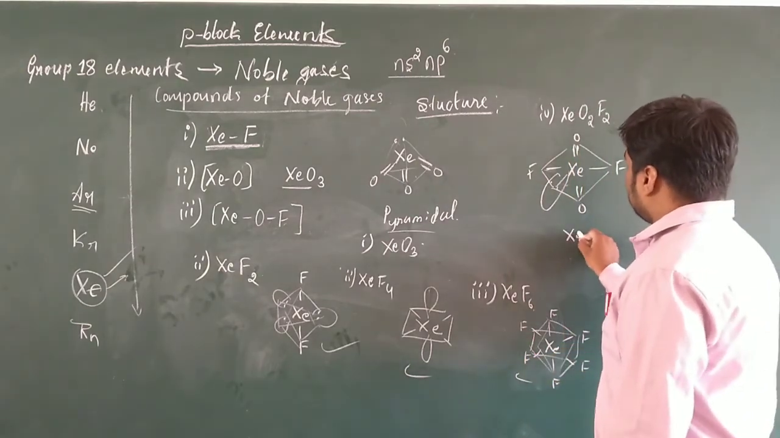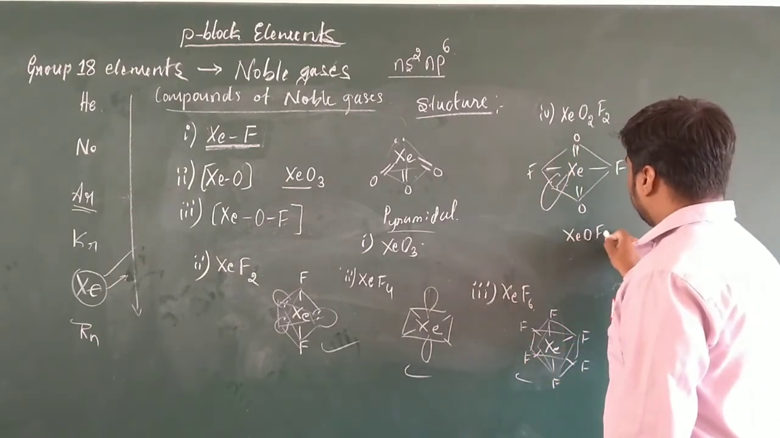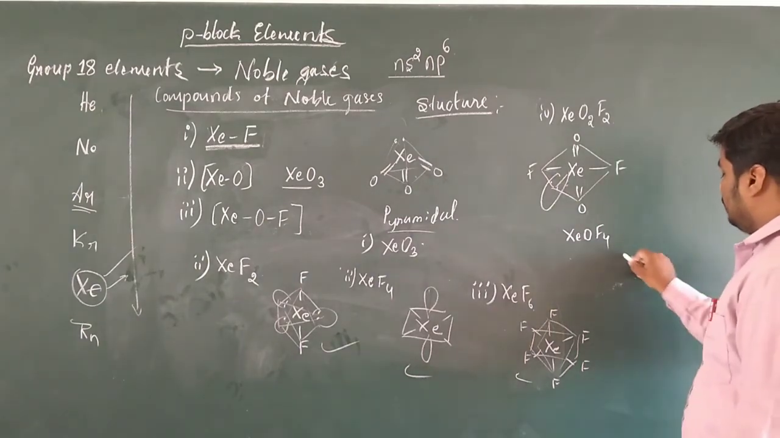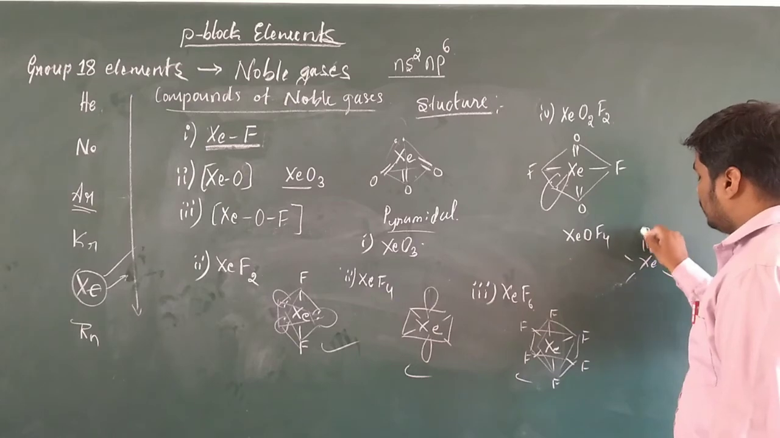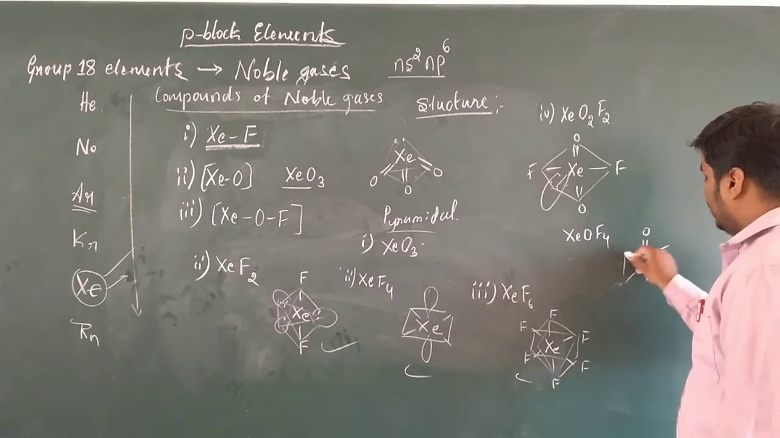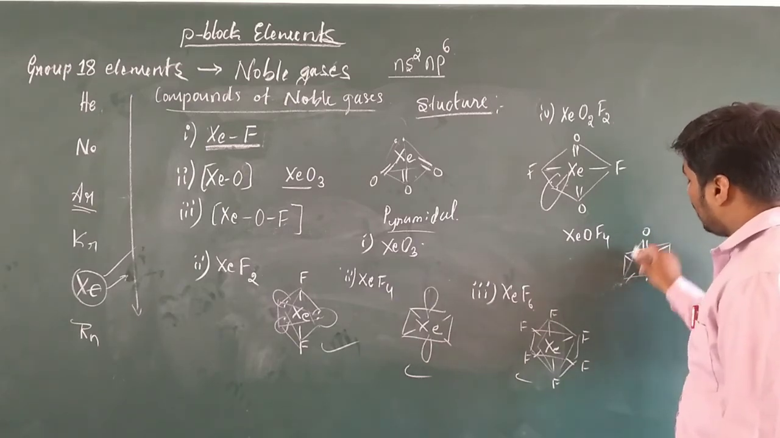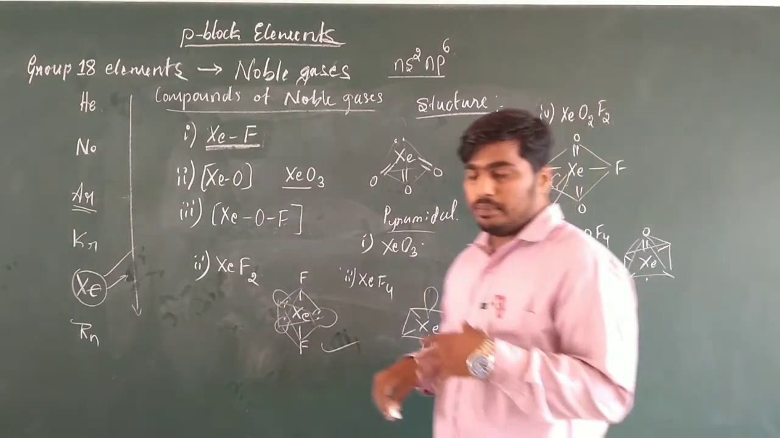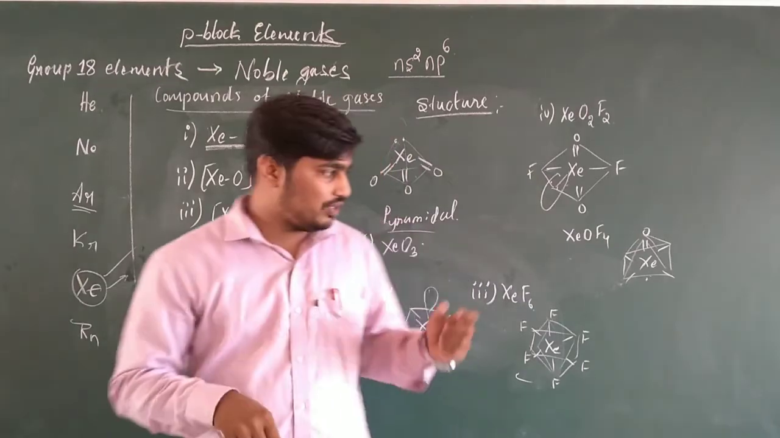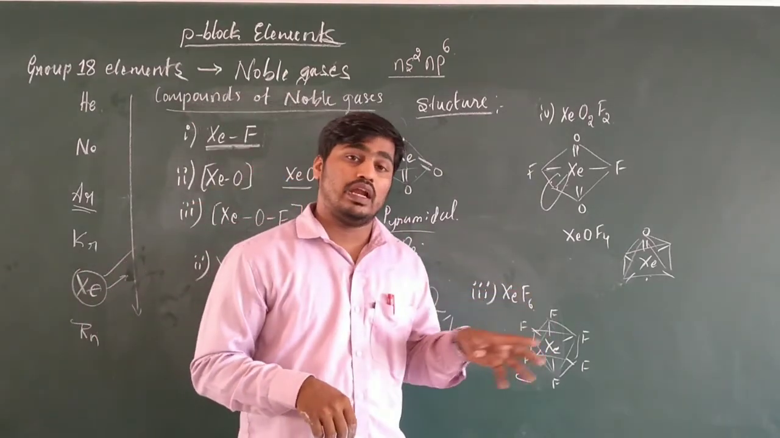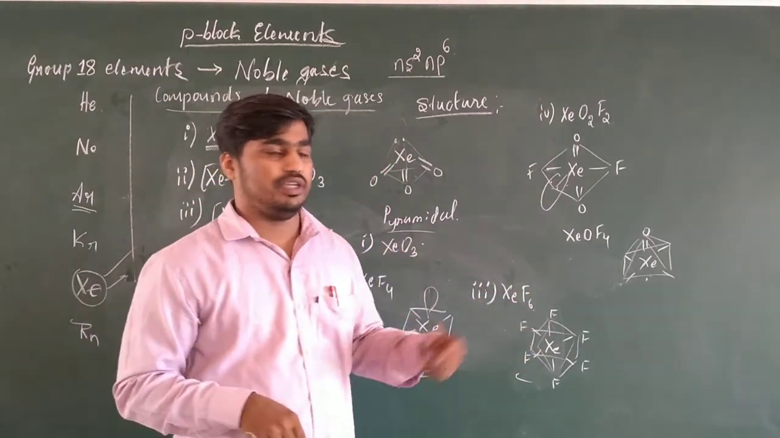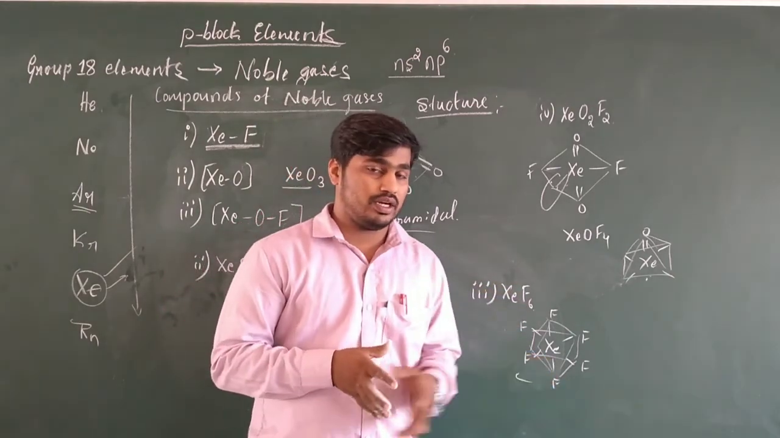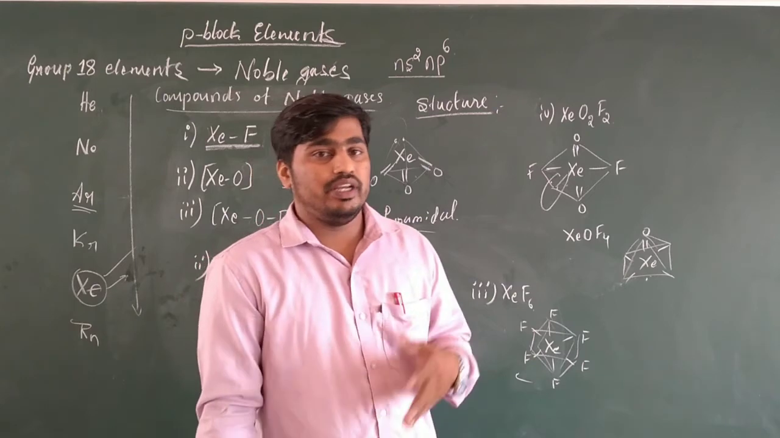Next one, the last one, is xenon oxytetrafluoride. Here xenon, fluoride, oxygen, the lone pair. Actually this is square pyramidal, but because of the lone pair, again an octahedral geometry. Shape is different, geometry is different. Please concentrate on that part also. What is the geometry, what is the shape?